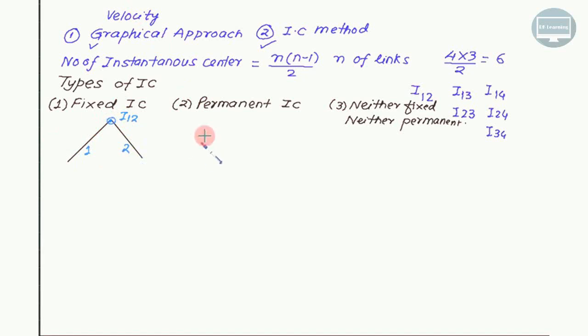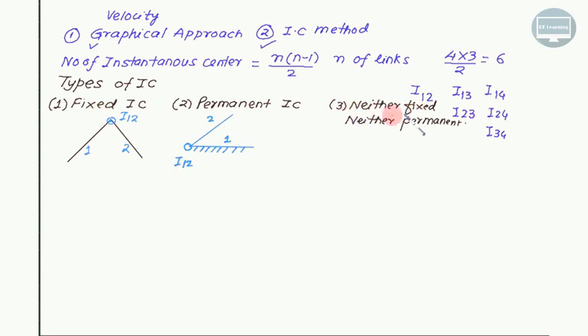So for permanent IC, suppose your link is like this and one of the links is grounded. Will this position of the link change or not change? And will the position of this IC change? The position will change but it is always between 1 and 2. And here suppose this is link 1 and this one is link 2. So will the IC 1, 2 change its position or is it always permanent? It's always permanent. So we have either permanent or fixed.